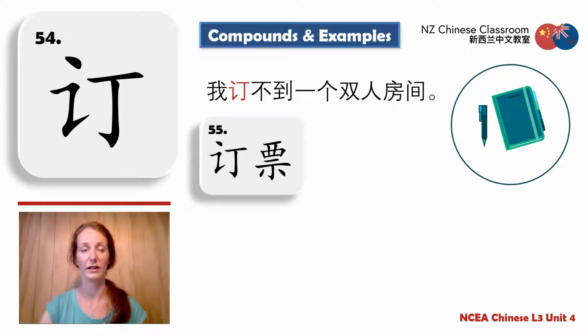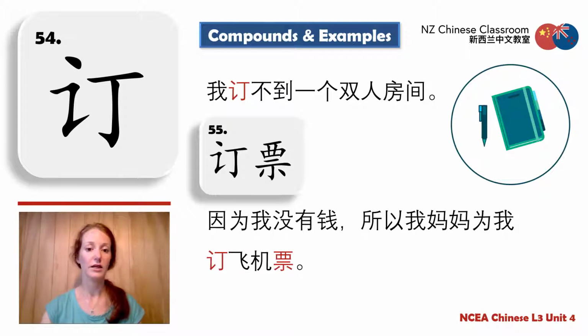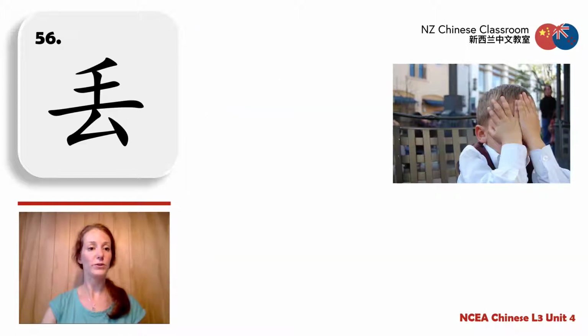Okay. 订票, so to book a ticket. It could be a car ticket, like a bus ticket or a train ticket. 因为我没有钱，所以我妈妈为我订飞机票. Because I don't have money, so my mum booked a plane ticket for me. That was very nice of her. So you see this is a verb object, 订票. We can put an object in between as well. So what type of ticket? A 飞机票, 订飞机票.